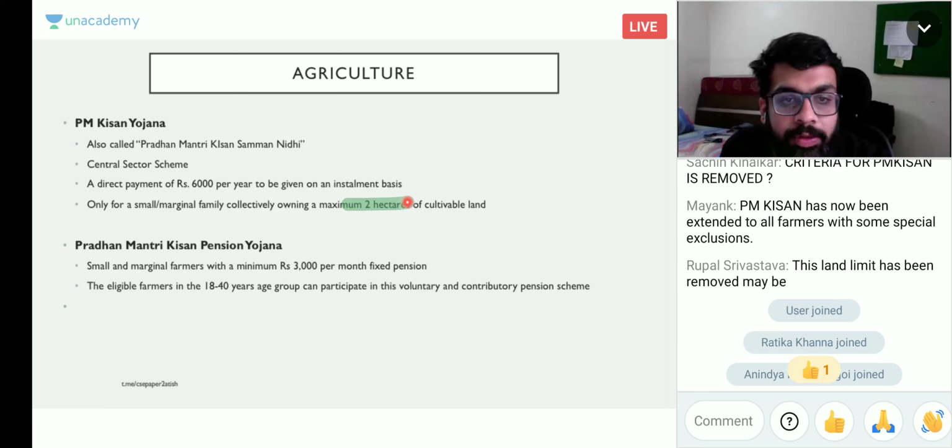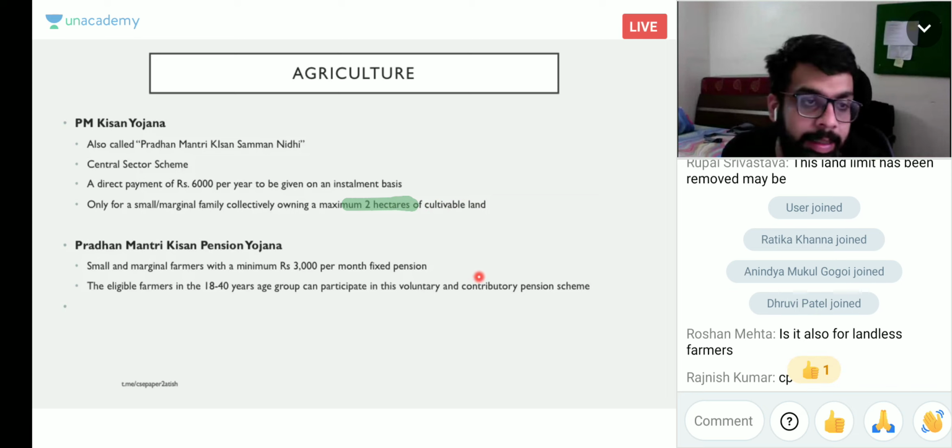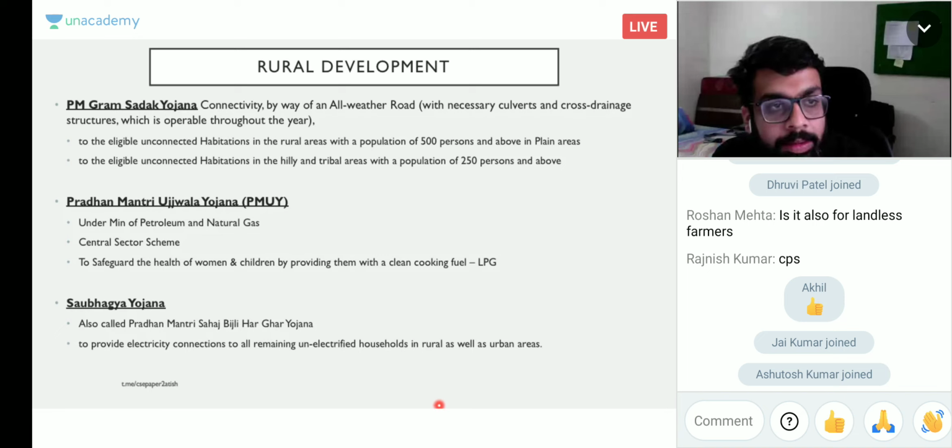Yeah, it has been removed. That's what I'm telling you. This was originally 2 hectares. Now, in the budget, they have notified this. They intend to implement it this year. Let's see when it gets implemented. Okay, that's all that there is for Pradhan Mantri Kisan Pension Yojana.